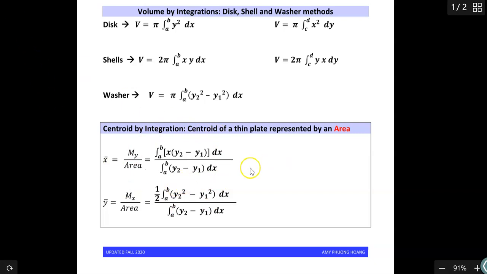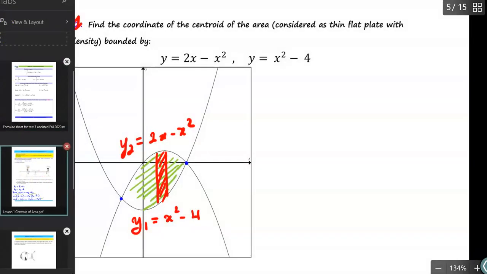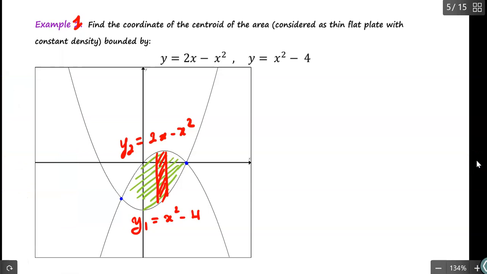There are three steps. We need to find the area, then find My, then find Mx. Divide My by the area to find x bar, and divide Mx by the area to find y bar. So we need to find area, Mx, and My. Let's get back to our question. It's not complicated, it's just tedious and a lot of algebra.